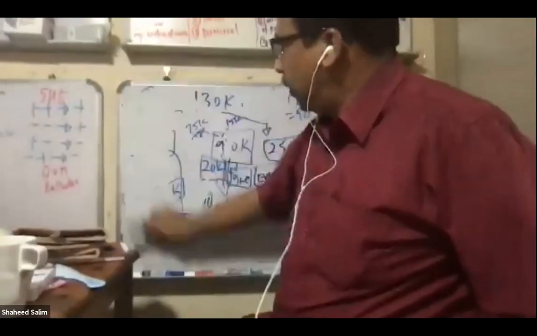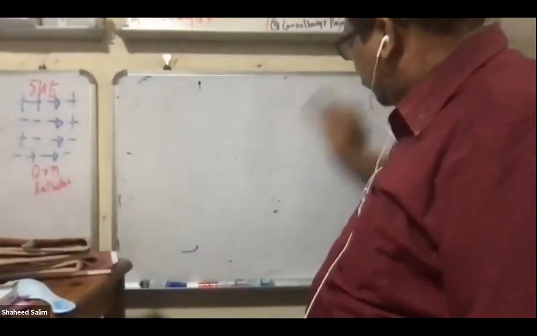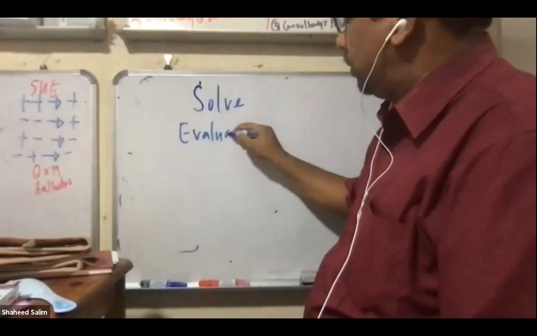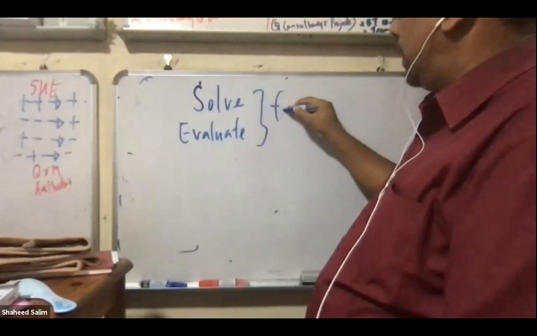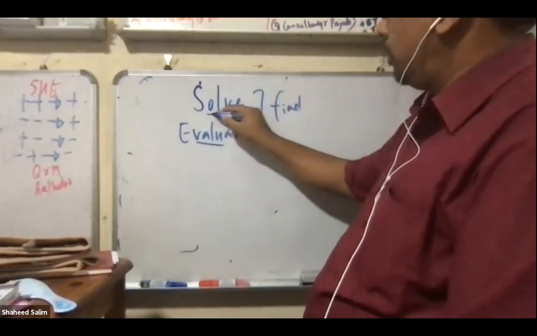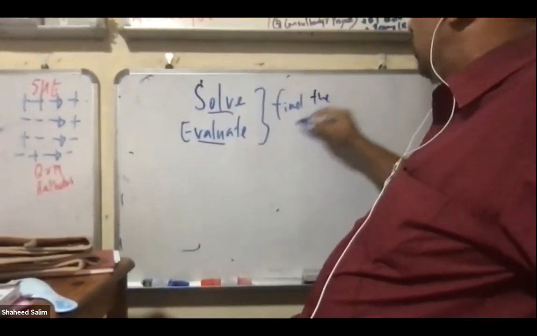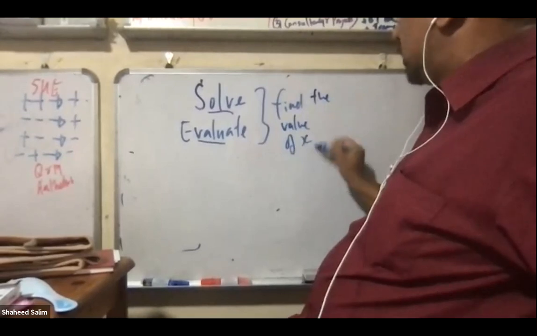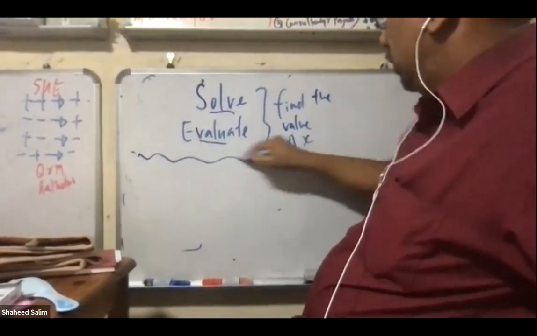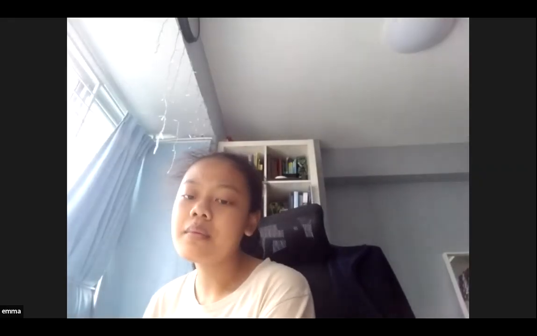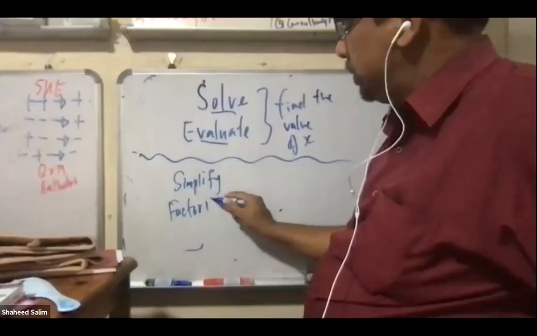Just remember there are 4 words that you should look out for. Solve, evaluate. In fact, we have gone through this a few times. This means to find the value. Solve means you want to know, like solving a murder, right? So down here, find the value of the unknown, let's say of X or Y or whatever. Now, when you have simplify or factorize, this means to neaten it.